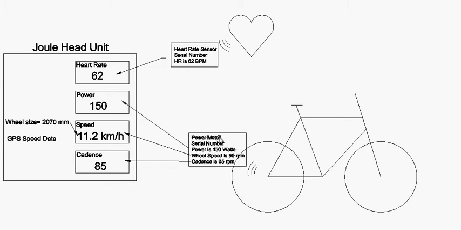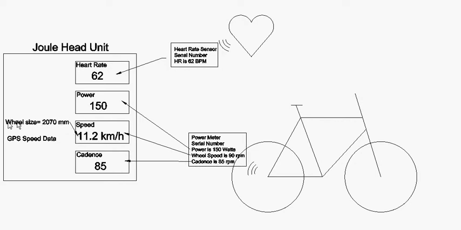The power meter is a little bit more complicated. So the power meter sends out its data. Each data packet says it's a power meter. It has the serial number of the power meter. It has the power data encoded in some way, in this case just 150 watts. It has a wheel speed, which it sends out in terms of RPMs, not in terms of land speed. And then it also has the cadence in terms of RPMs.